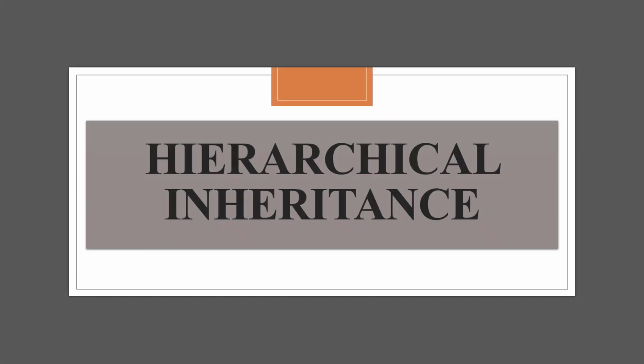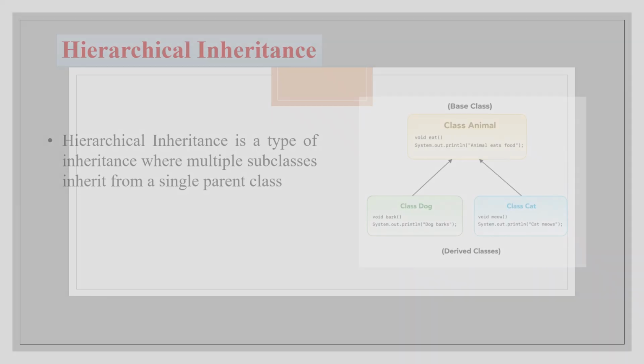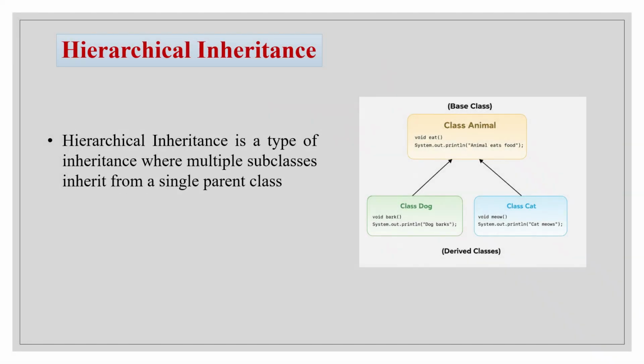Now let's move into the next type of inheritance, which is hierarchical inheritance. What is hierarchical inheritance here? It means multiple child classes inherit from a single parent class. In simple words, one parent class acts as a common parent for many child classes.